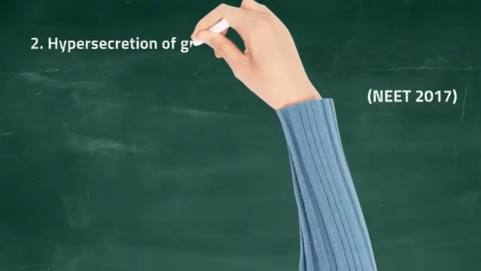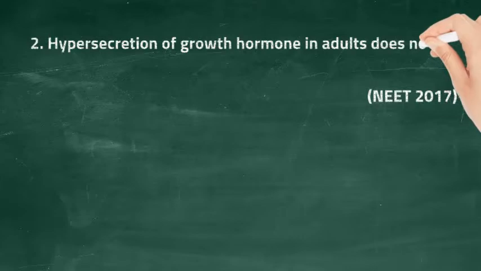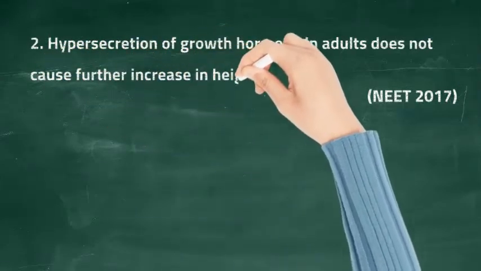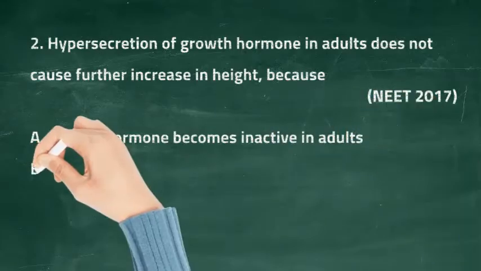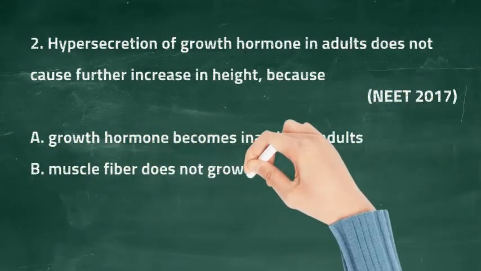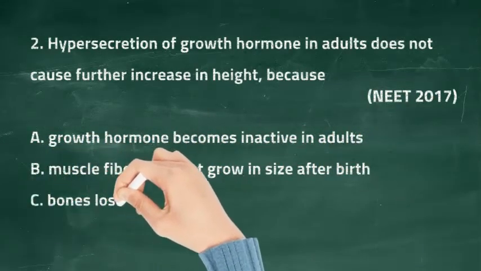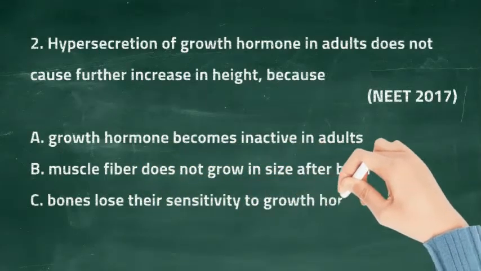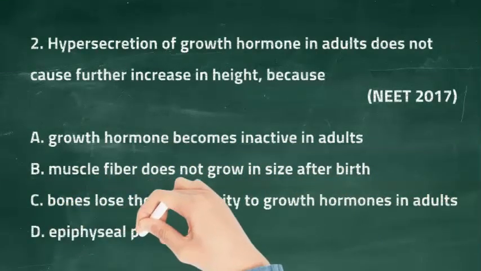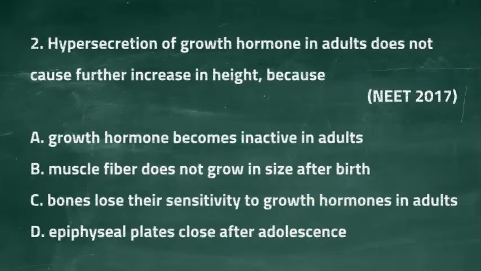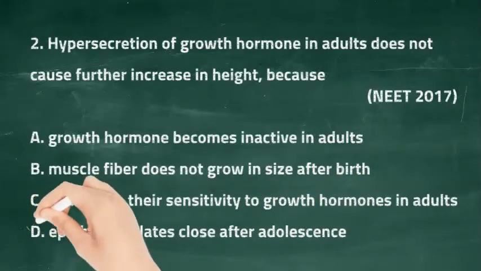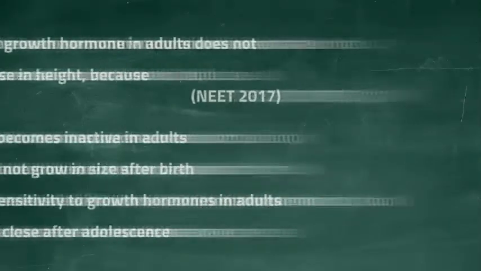Question 2. The hypersecretion of growth hormone in adults does not cause further increase in height because: option A, growth hormones become inactive in adults; option B, muscle fiber does not grow in size after birth; option C, bones lose their sensitivity to growth hormones in adults; and option D, epiphyseal plates close after adolescence. The right answer is option D, epiphyseal plates close after adolescence.